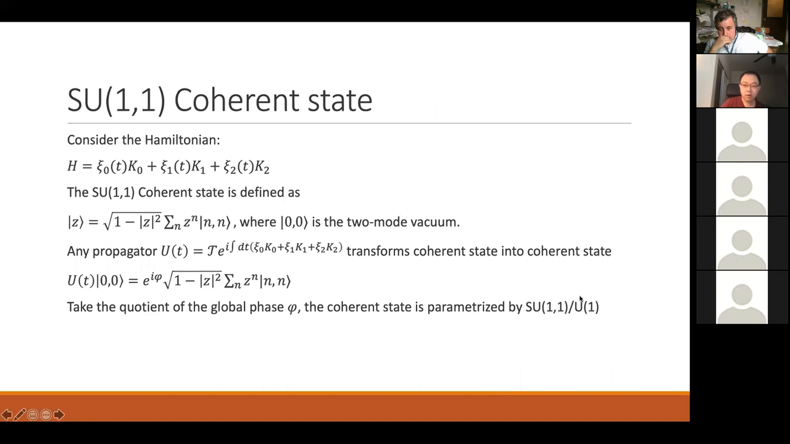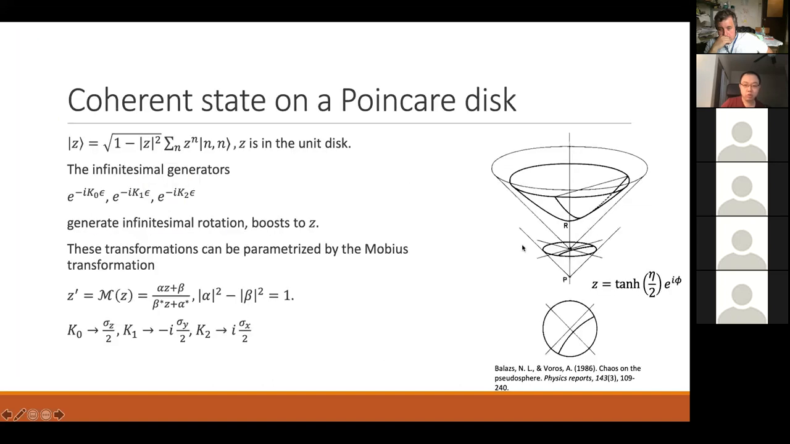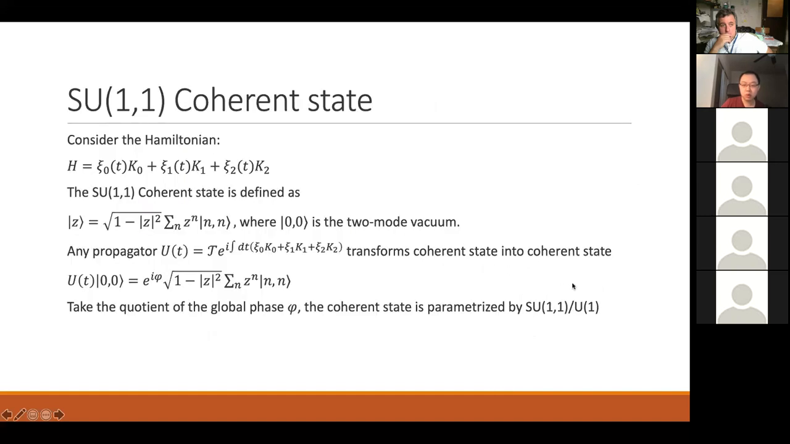So this U(1) is the U(1) phase, because when we are transforming a coherent state from one point to another, there should be a global phase accumulated. However, in order to parameterize this coherent state, this global phase is not important. So that's the reason we need to mod out.